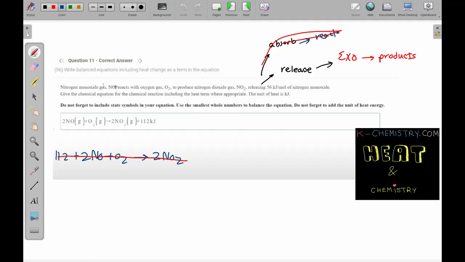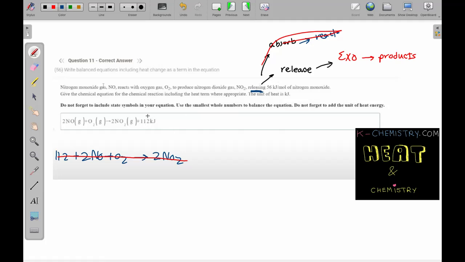This reaction is the same way: nitrogen monoxide reacts with oxygen to form nitrogen dioxide and 112 kilojoules. We are just asking you to put this 112 kilojoules inside the equation. It depends if it's exo or endo. How do you know it's exo or endo? If it says released, it is exo. If it says absorbed, it is endo. He said released, so it is 56.